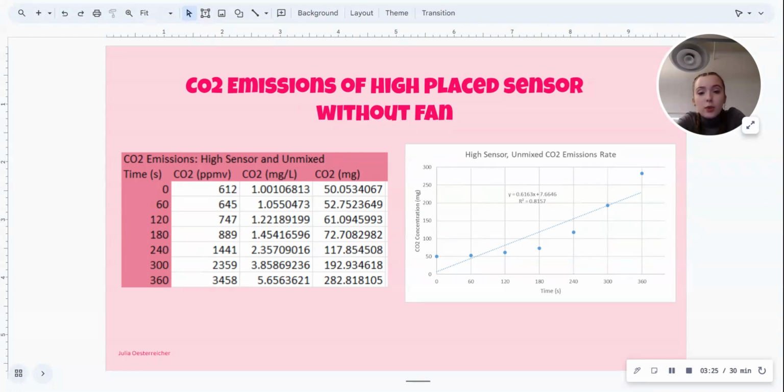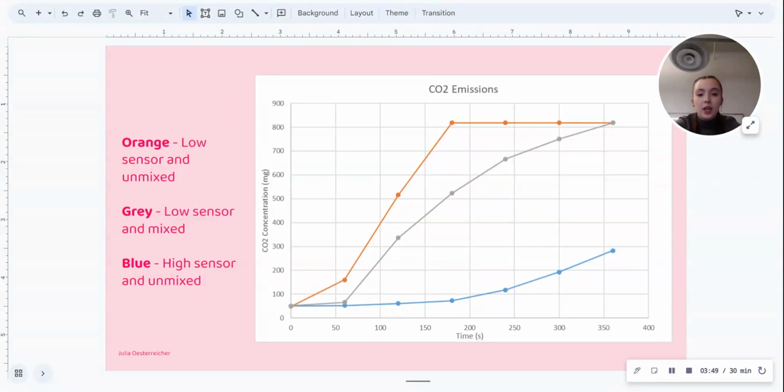And lastly for that, there was the high place sensor without a fan. You can see a little bit lower emissions here, as carbon dioxide is much heavier than the oxygen, so it will fall. As the time rises, we can still see that kind of increase, but it has a lower slope than that of the other ones.